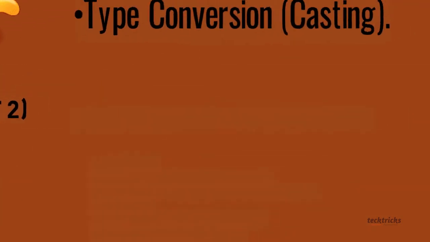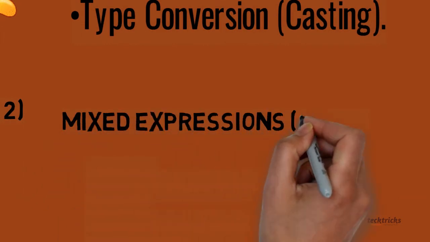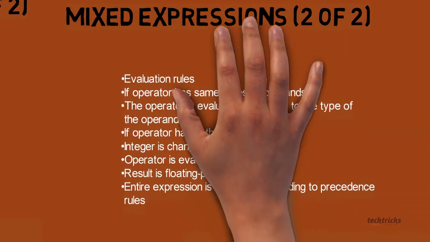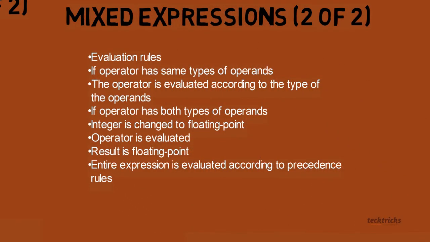Evaluation rules. If an operator has the same types of operands, the operator is evaluated according to the type of the operands. If an operator has both types of operands, the integer is changed to floating point. The operator is evaluated and the result is floating point. The entire expression is evaluated according to precedence rules.